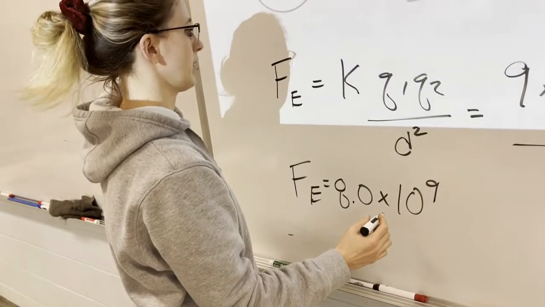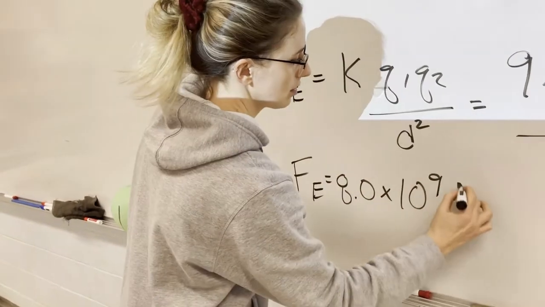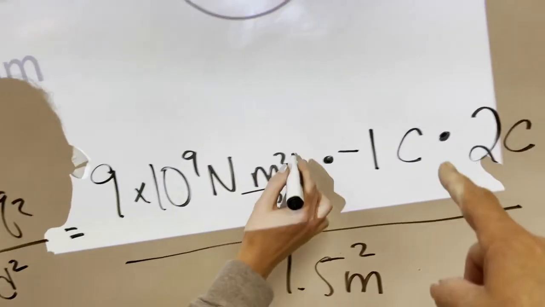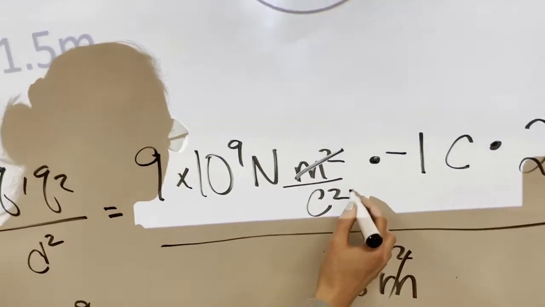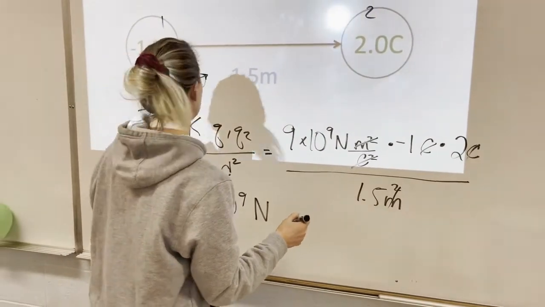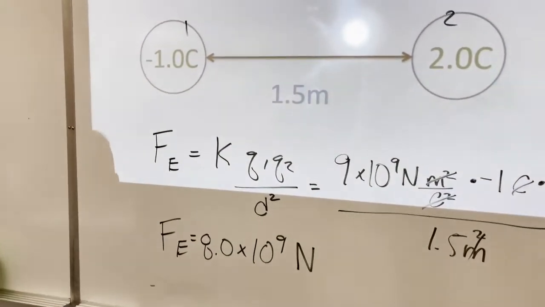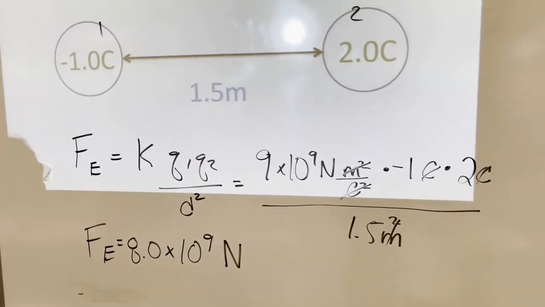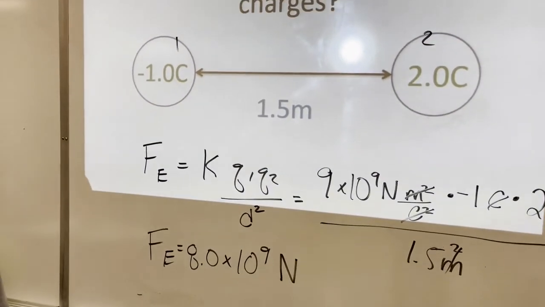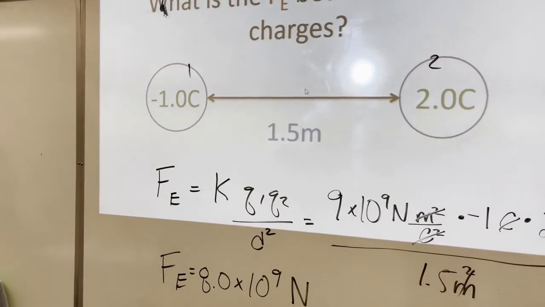And what are we talking about here? Newtons. Because meters squared cancels meters squared, and coulombs times coulombs cancels coulombs squared, and you're left with newtons. I was like, where are my newtons at? Okay, so that's for that first one right there. It's just a matter of plugging it into the equation. What's the next one?